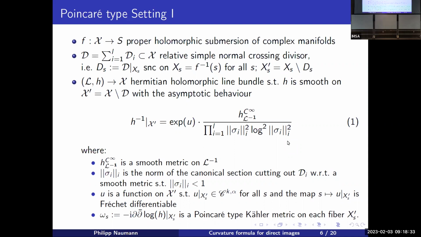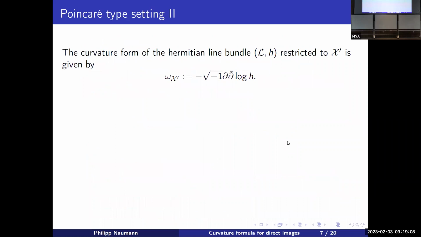So now I have this Hermitian structure on the line bundle, and I have this Kähler structure on the underlying open fibers, and they have this close relationship. It's just the curvature of the line bundle. So in this case, like in the Berndtsson situation, I'm in a relatively ample case, but here in the open situation. So this is omega_S, the curvature restricted to the fibers, and this omega curly X prime is just the curvature of this Hermitian metric, the global curvature form on the open total space.